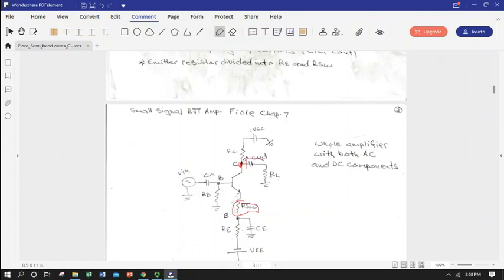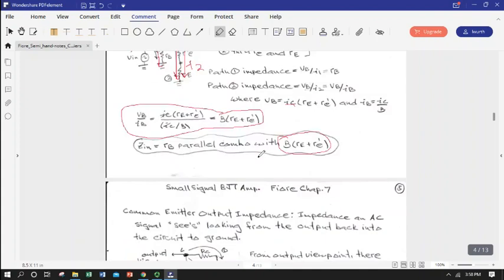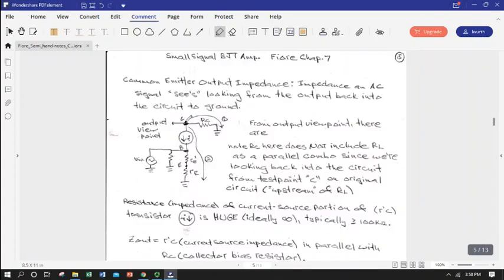So we're looking here and asking, if I'm sitting at point C, how do I get to ground if I'm an AC signal? So we're going to look at point C, which is the output, and say, how do I get to ground? Well, I could flow down through the current source, except I can't because it has a huge impedance. So this is an open. Nope. Path number 2 is not going to happen. My only path to ground is through the collector resistor. So my output impedance is equal to the collector resistor.